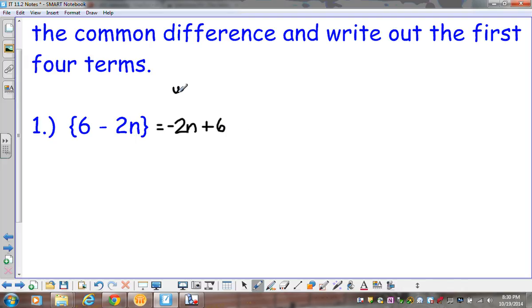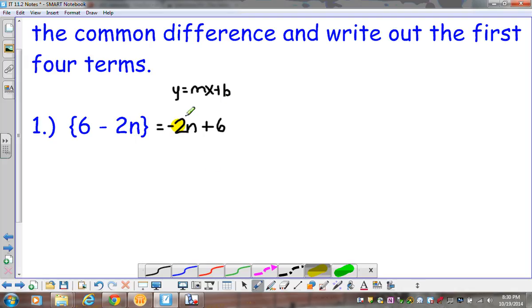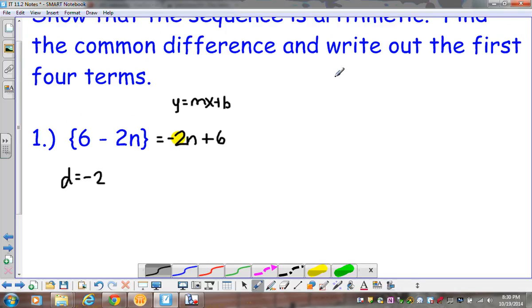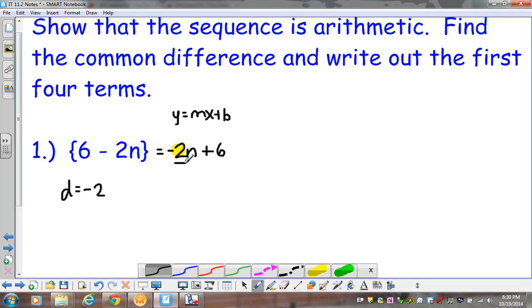If you remember, we got this form y equals mx plus b here. And that gives us the equation of a line, which again, an arithmetic sequence will have. So this first piece here, the piece that's with our n or our x value, that's going to be my slope. So in this case, my common difference, or the slope of this particular sequence, is negative 2. That's the first thing it wants us to do, find the common difference. Well, it's negative 2. It's that piece right there.